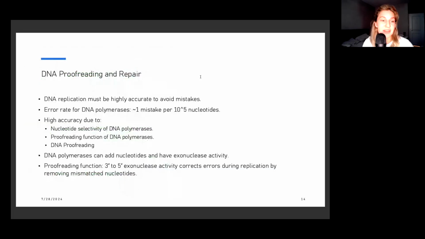Going forward, we have DNA proofreading and repair. Of course, DNA replication must be very accurate so we can avoid mistakes. How can we achieve this high accuracy? Through nucleotide selectivity of DNA polymerase and the proofreading function of DNA polymerases. DNA polymerases can add nucleotides and have exonuclease activity.